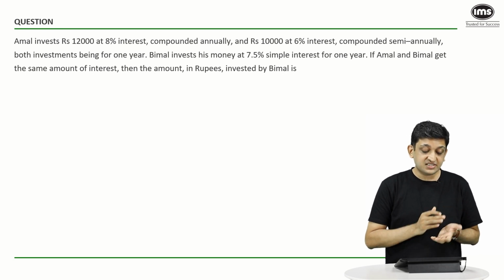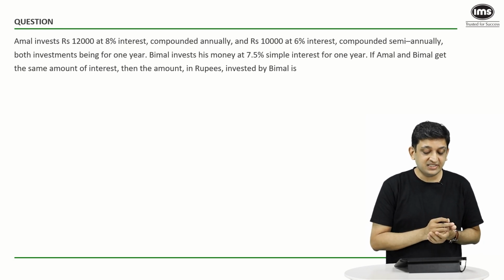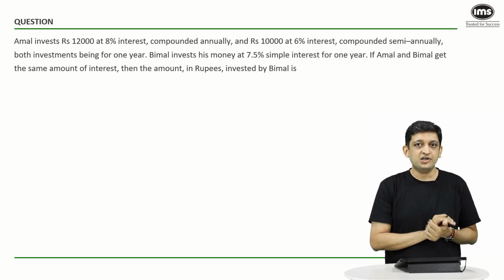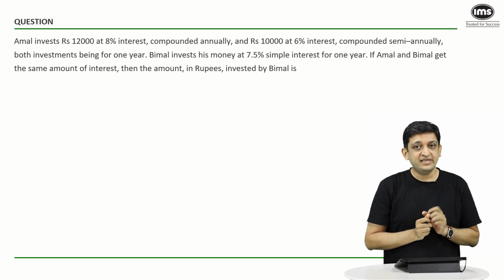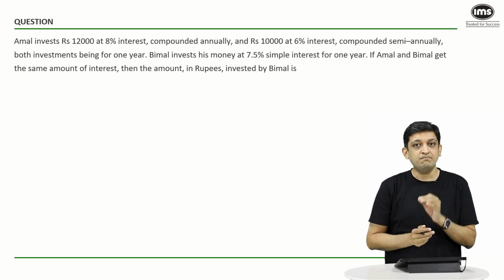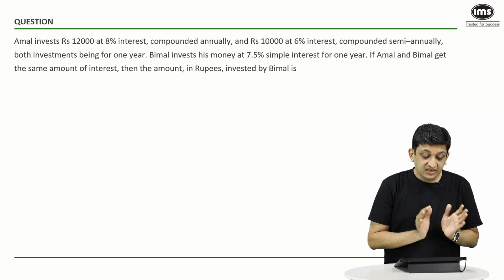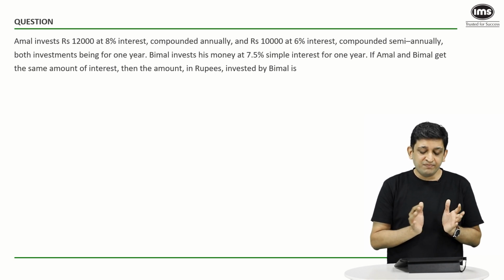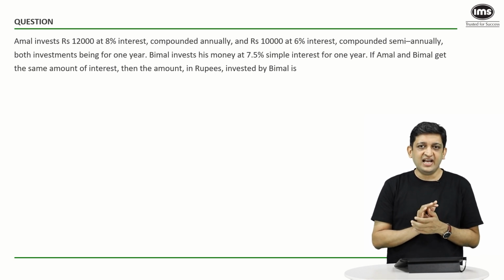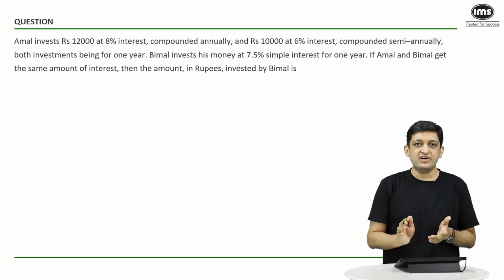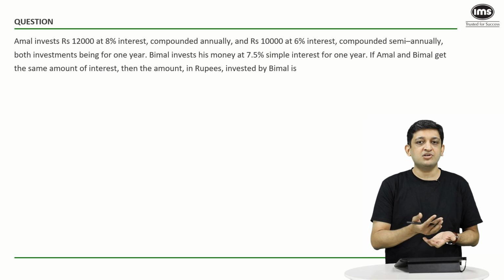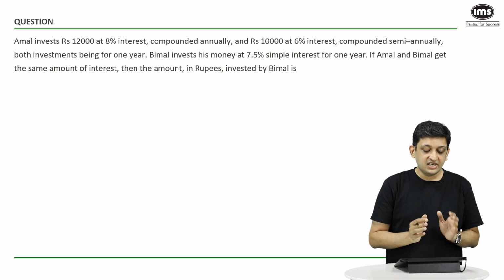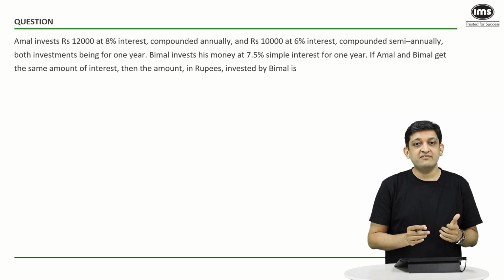In this question, there are two people. Amal invests 12,000 rupees at 8% interest compounded annually. That is one part of his investment. And the second part of his investment is 10,000 rupees at 6% interest but compounded semi-annually. It is being compared to whatever Bimal has done. Bimal has invested his money at 7.5% simple interest for 1 year. And at the end of it, both of them earn the same amount of interest. So the question is, what is the amount in rupees that has been invested by Bimal?